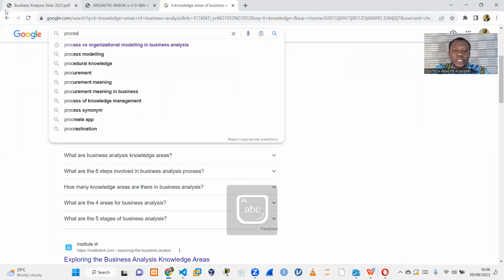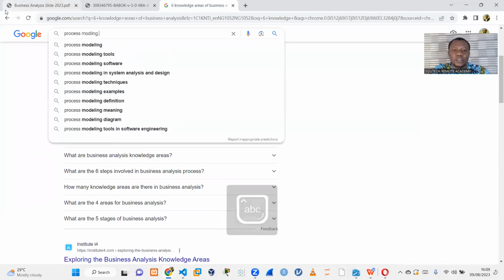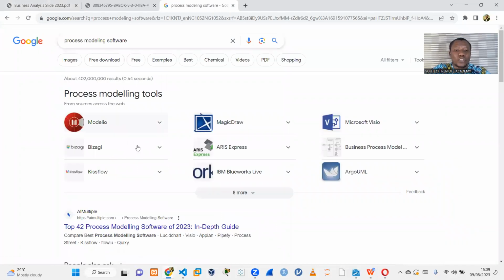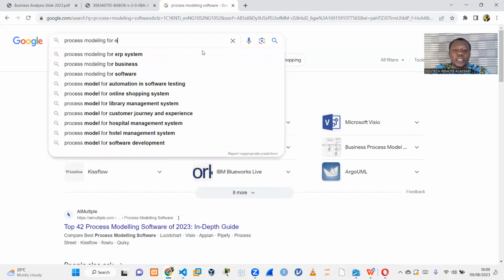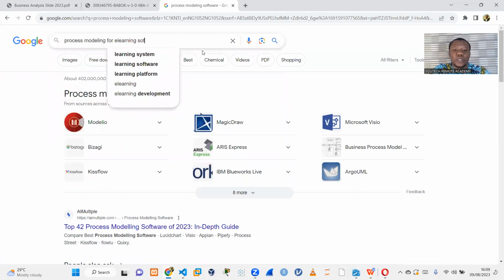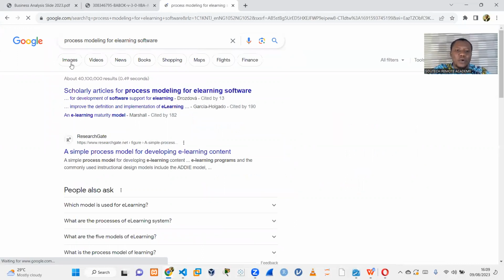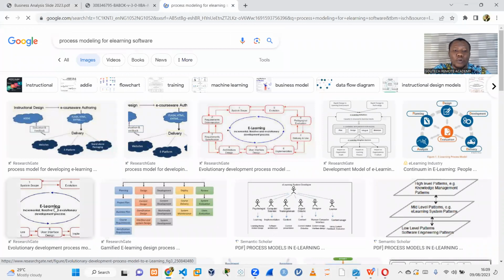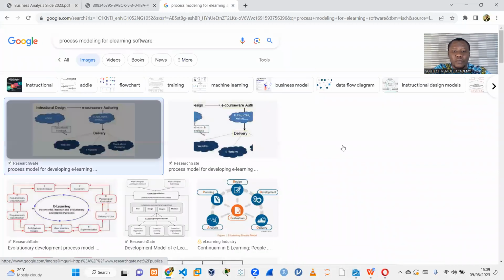Process modeling. So at times we use draw.io, we use Magic Draw, we use Visio. Some, let's say, for e-learning software. So it's just a flow of how the software is going to operate, right? What is going to happen from A to B.